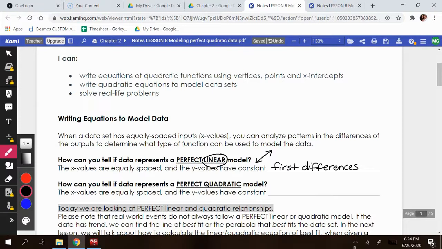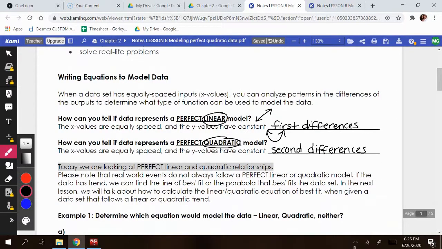How can you tell if a data set represents a perfect quadratic model? If it's a perfect quadratic model and you're looking at a table, you should see equally spaced x values, and the y values have constant second differences. And if it's a quadratic model, you should see a U-shaped graph. Whether the U-shape opens up or opens down is going to depend on your data set.